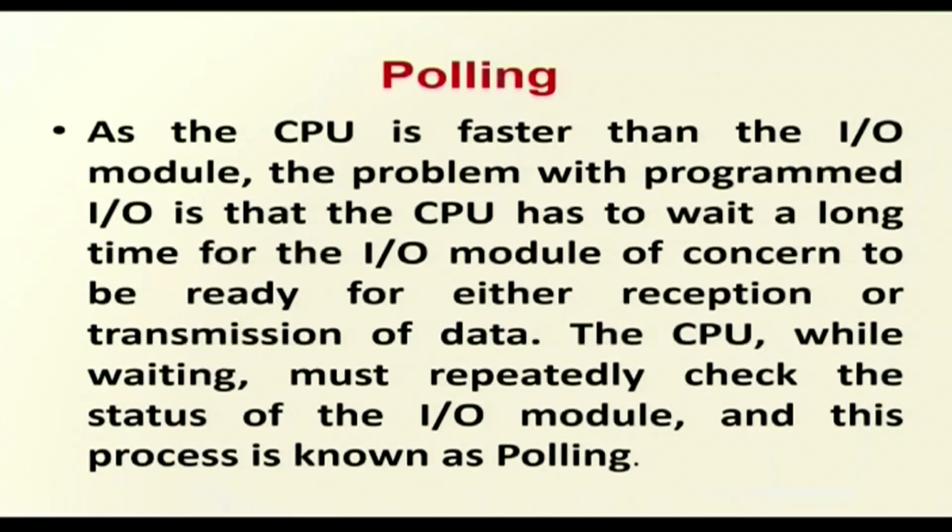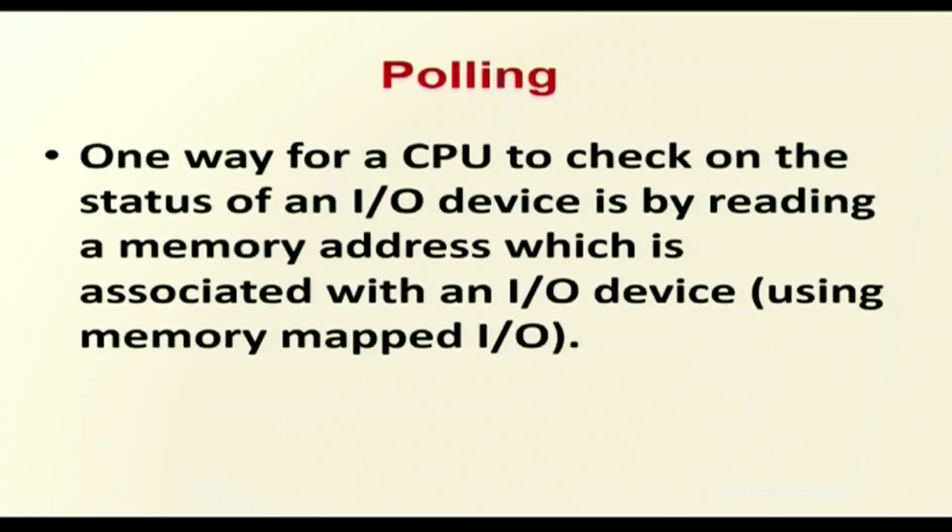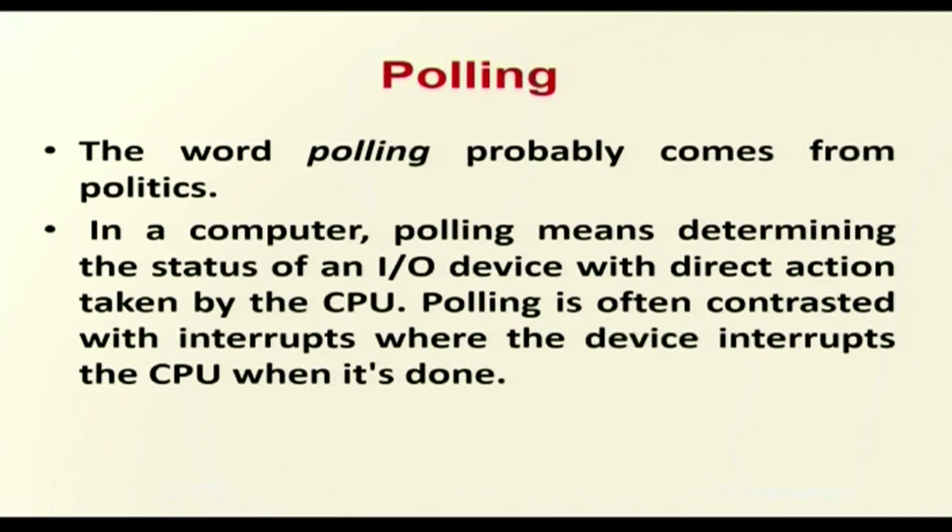Next one is polling. Polling means when the processor is connected with the peripheral device and the processor is much faster than the peripheral device, then it has to wait for a long time. During the waiting time, it often checks the status of the peripheral devices, which is called polling. It repeatedly reads the status of the peripheral devices. To check the status of the I/O device, memory mapped I/O devices are used. The polling process is mostly used for the slower I/O devices.